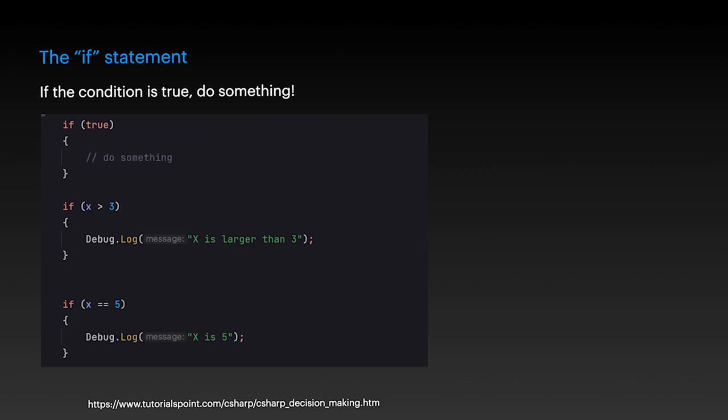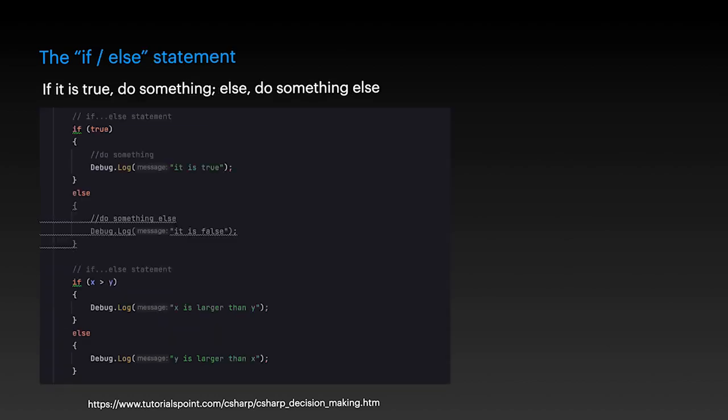So if you see X equals 5, is that true? It means that if it is true, if X is 5, then debug.log will be executed. If X double equal 5 is false, if X is 6 or 7, then debug.log will not be executed. Okay, so the if else statement.